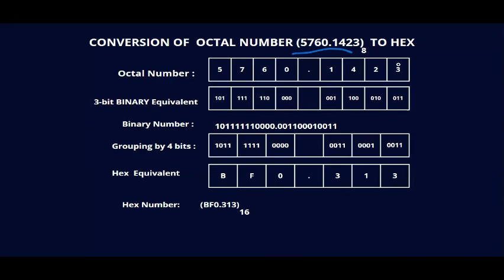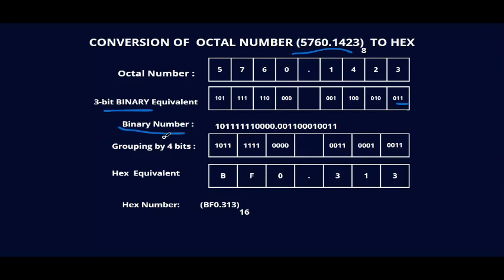So for this, first we convert the octal number to its 3-bit binary counterpart. So 5 becomes 101, 7 is 111, 6 is 110, 0 is 000, 1 is 001, 4 is 100, 2 is 010, and 3 is 011. You can refer to the previous tables for this conversion. Joining the 3-bit binary equivalents, you get the binary number as this.